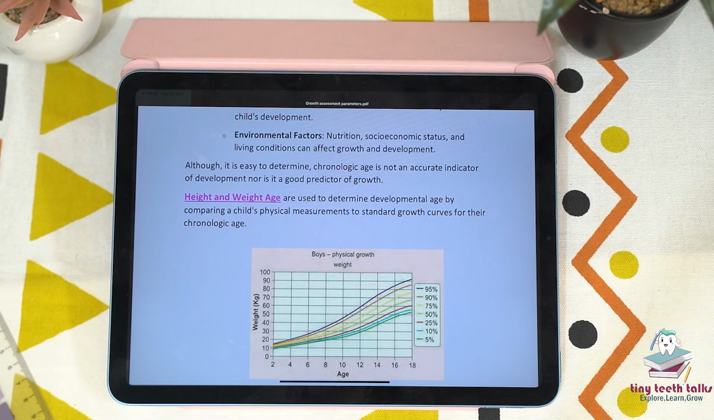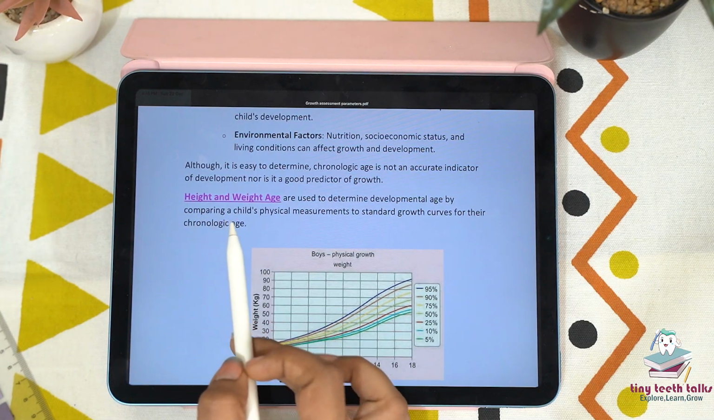For example, two 10-year-old children may have different heights, weights, and cognitive abilities due to the factors mentioned. It is a poor predictor of growth because it doesn't account for the timing and pace of growth spurts, which vary widely among children. It also fails to capture the complexity of physical, cognitive, and emotional development. The third is height and weight age.